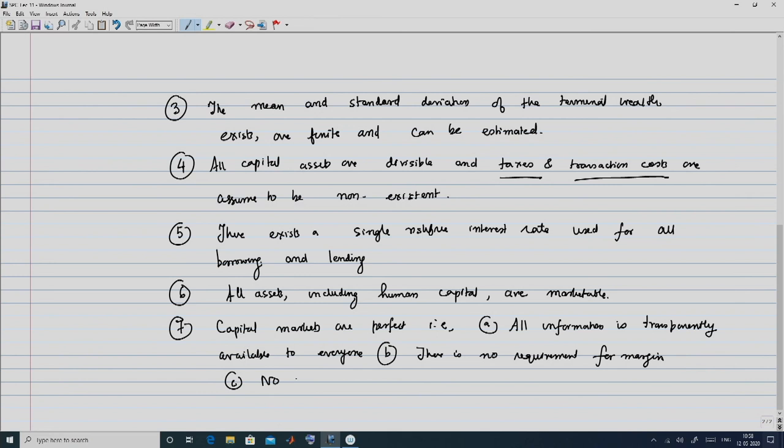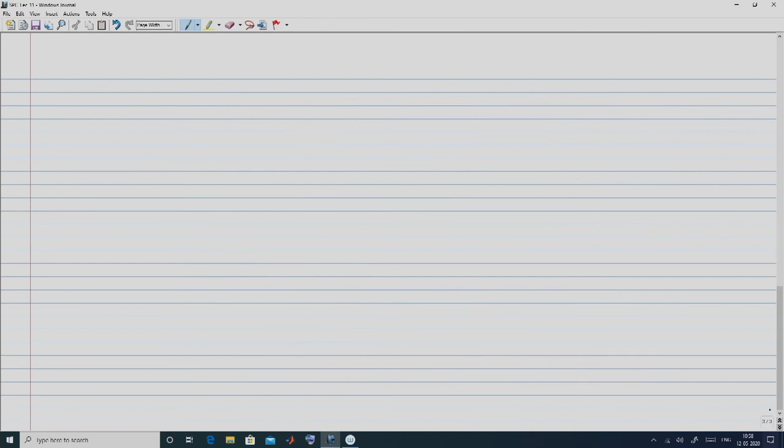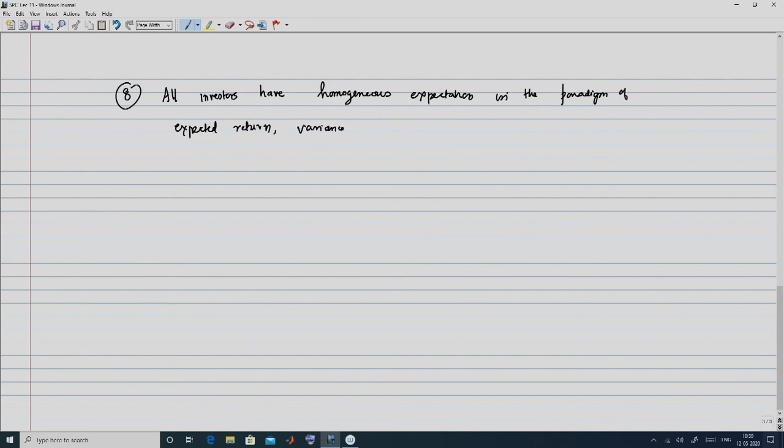And C, there are no restrictions on either borrowing or lending or short selling. And finally, the last assumption is that all investors have homogeneous expectation in the paradigm of expected return. So, that means they calculate the expected return, variance and covariance in an identical manner over a single period investment window.